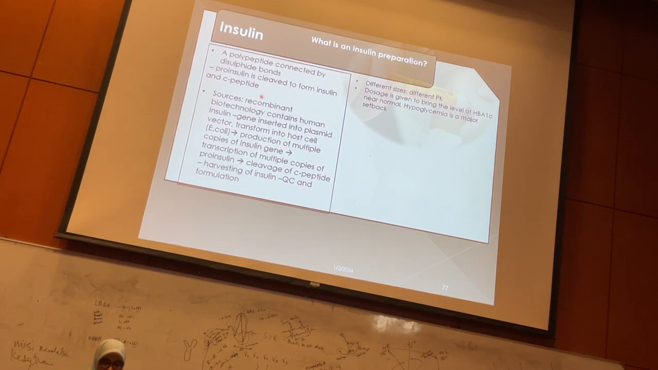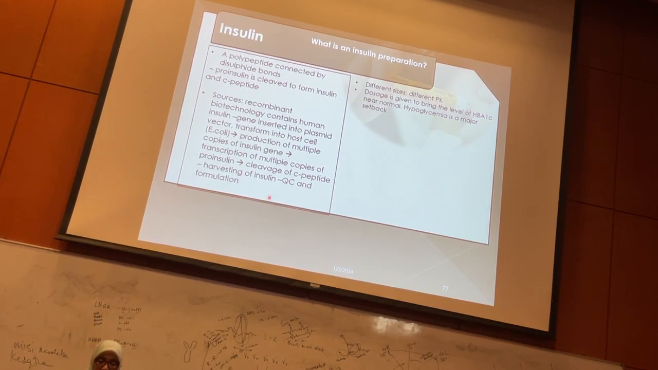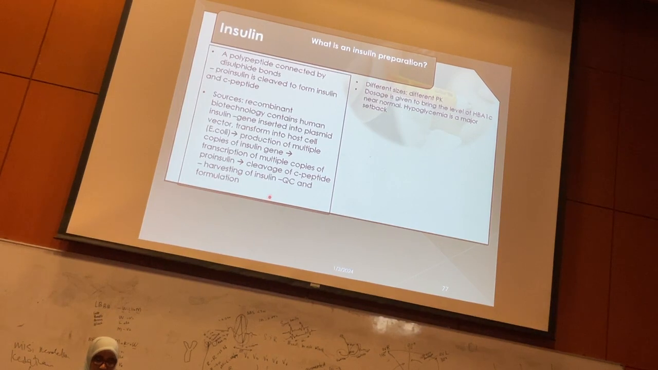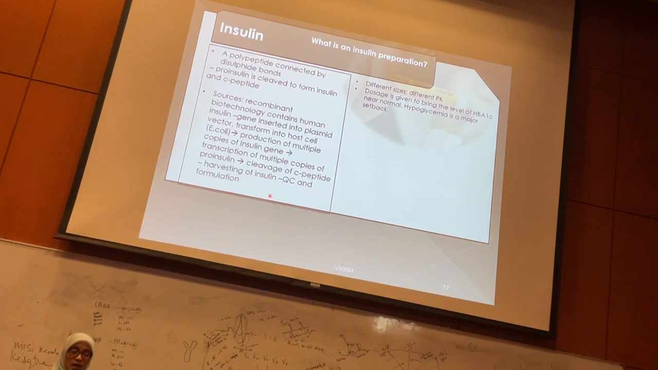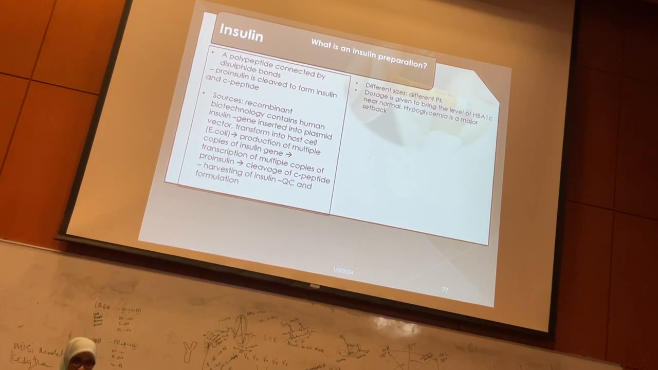Okay, sources is through the production of recombinant biotechnology that contain human insulin, in which the gene is being inserted into vector, transformed into a host cells. Usually they will use E. coli, and then production of multiple copies of insulin gene, transcription of multiple copies of pro-insulin, and then cleave the C-peptide, and then harvesting of the insulin, and then they do the quality control, and then after that they will do the formulation. You don't have to know, I'm just putting it there.